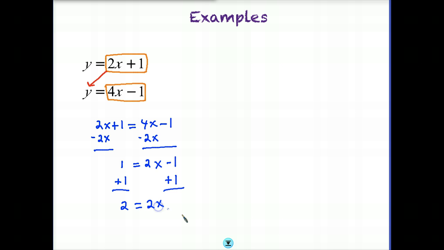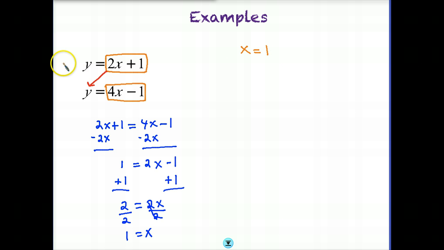Now I can solve for x. So I will divide by 2, divide by 2. 2 divided by 2 is 1. 2 divided by 2 here is also 1, but it's 1x. So I know now that x is equal to 1. All right. So what I have here, we'll go ahead and write this, x is equal to 1.